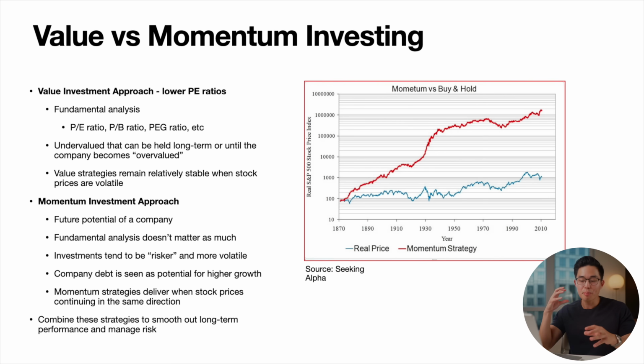What you guys can do is actually combine these two strategies to sort of smooth out long-term performance and manage your risk. With the value investment approach, you have more stable prices, you have more continual growth over the long term, but it is possible that the growth is not as much as when you use a momentum investment approach. However, don't think one or the other is better. I recommend using a balance of both of these strategies.